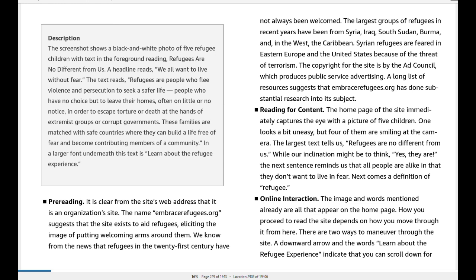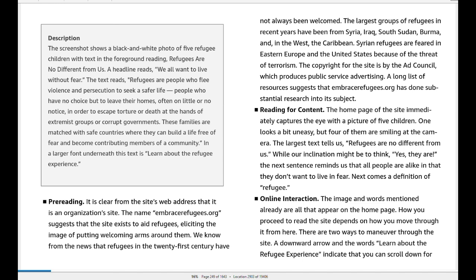The copyright for the site is by the Ad Council, which produces public service advertising. A long list of resources suggests that EmbraceRefugees.org has done substantial research into its subject.